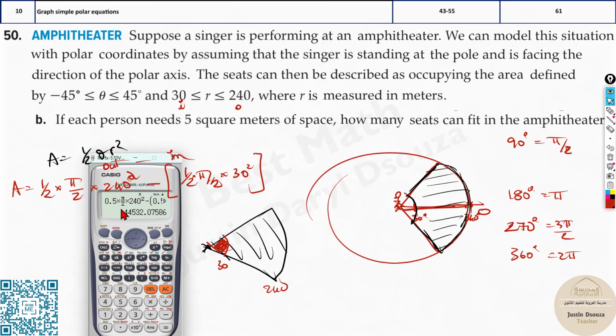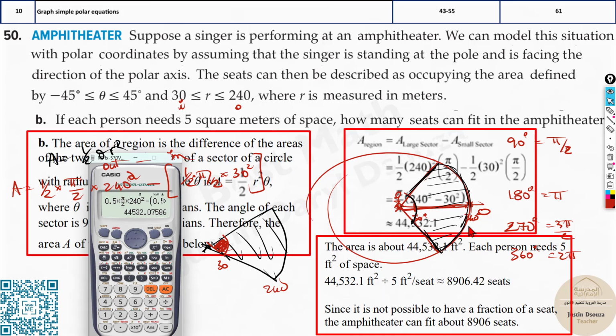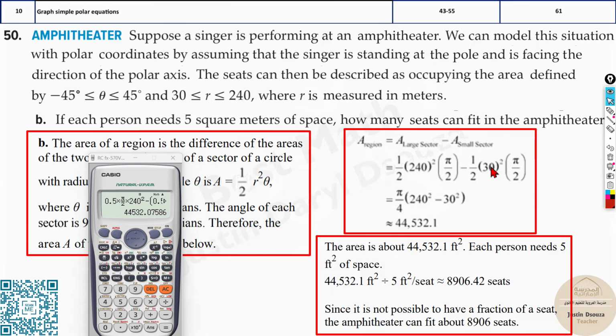This is correct, what we got now. But it's not the final answer. We have to divide it by 5. See, whatever we got is absolutely correct. That's the area of the sector after we solve it. But then divide it by 5. Why? Because each person requires 5 square meters of area.